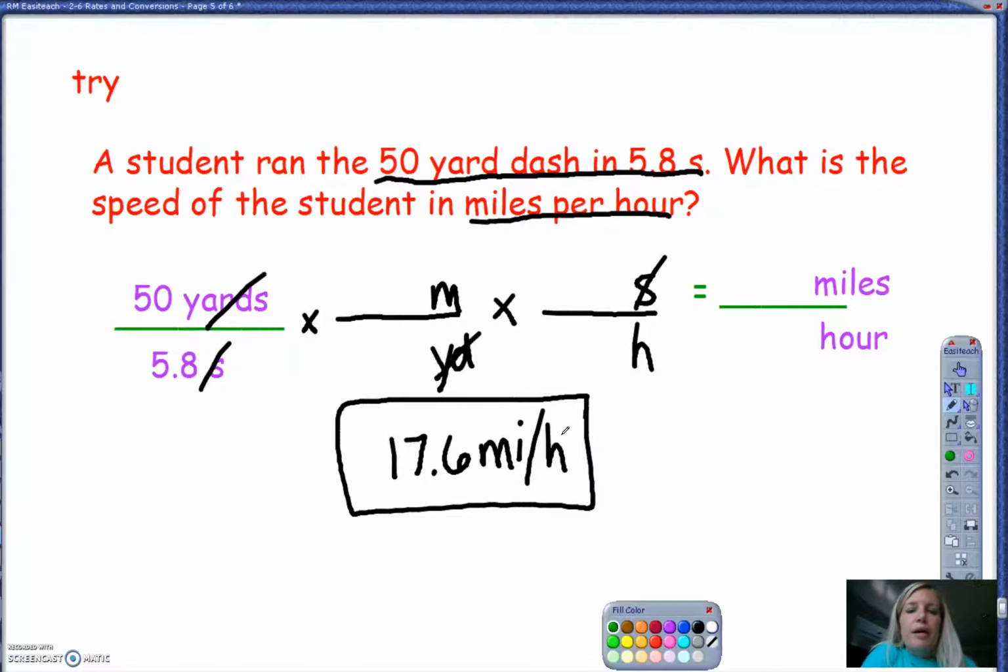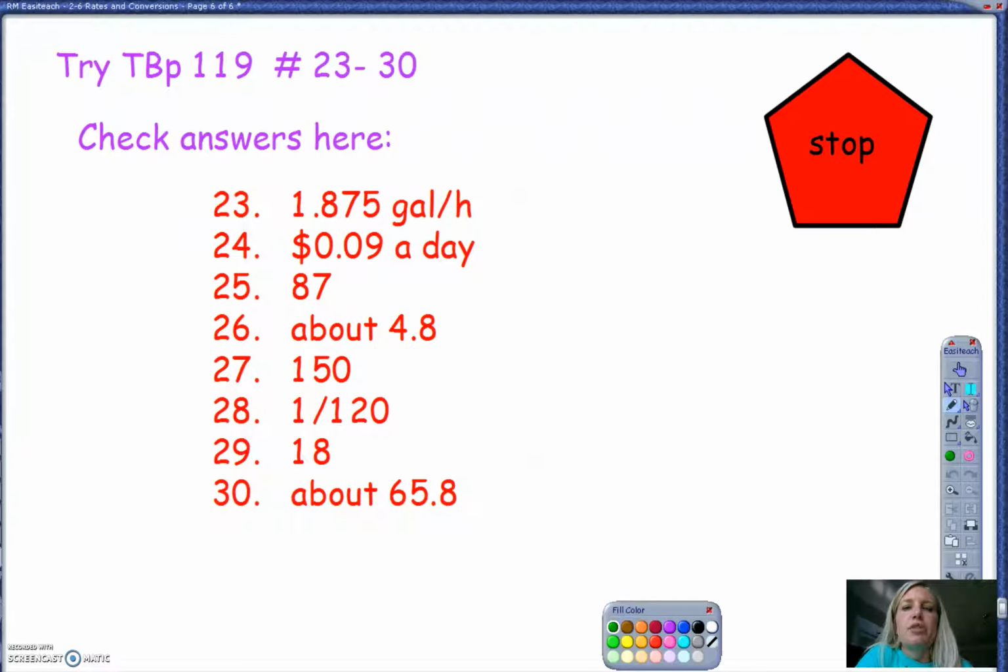Okay, so now after you've done this, I'd like you to try the following problems. Page 119, numbers 23 through 30, and I want you to check these answers. Make sure that you get these answers. See how you're doing.